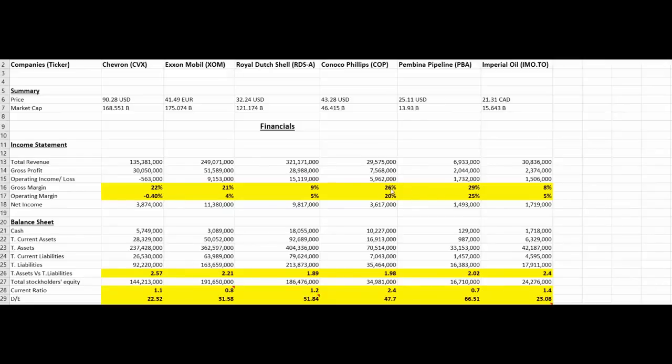Okay, so as we can see here, 29% for Pembina is huge. 26% for ConocoPhillips is also good. Anything above 20% is actually really good, and we can see here most of the companies are above 20%. Imperial Oil and Royal Dutch Shell are below 10%, which is not so good. Anyway, let's move on to the operating margin.